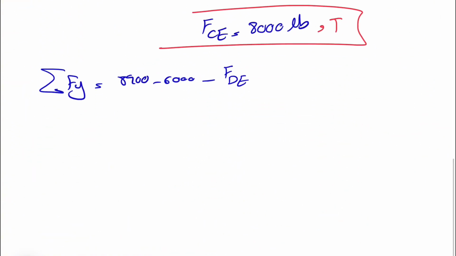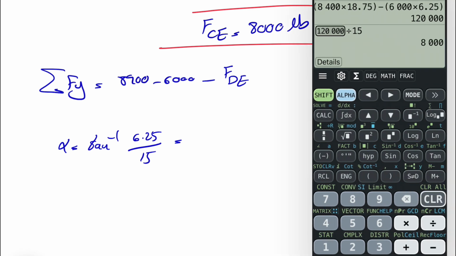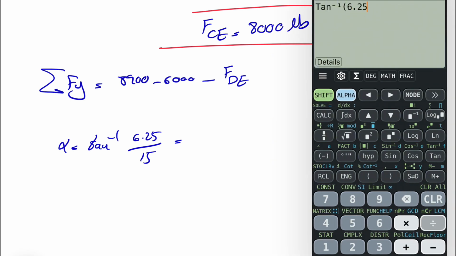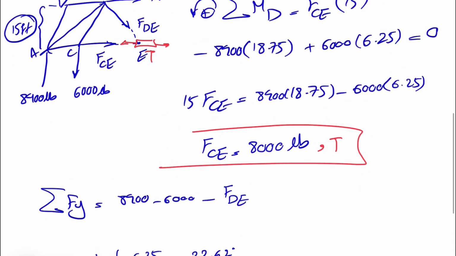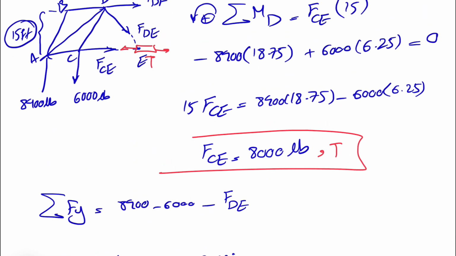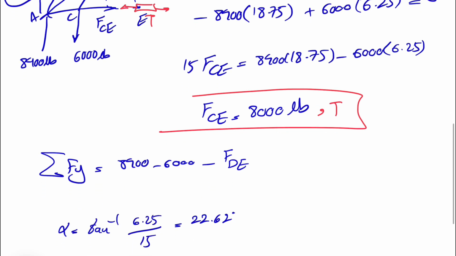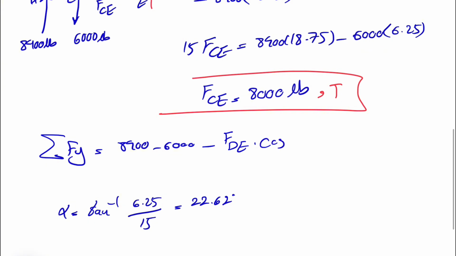So alpha would be the tangent inverse of 6.25 divided by 15. Let's figure this out. Tangent inverse of 6.25 divided by 15. It's going to be 22.62 degrees. And here the y component is FDE times the cosine of alpha. So cosine of 22.62.